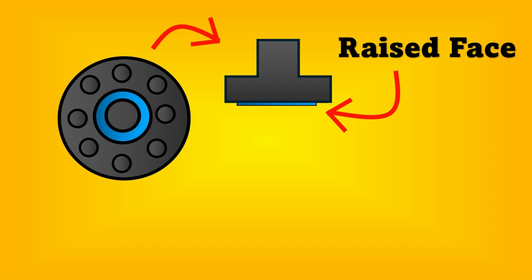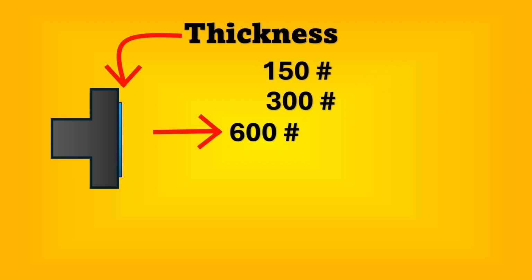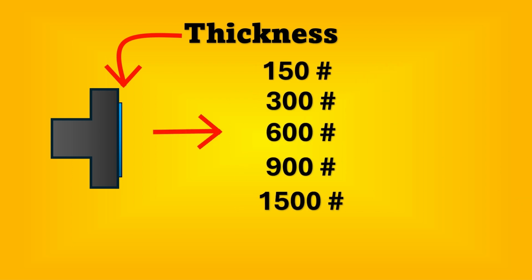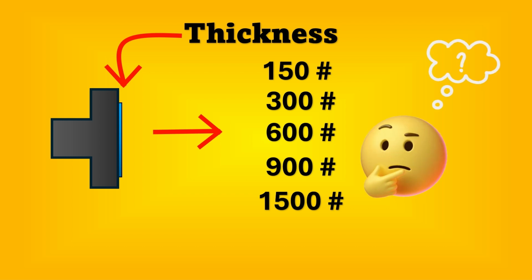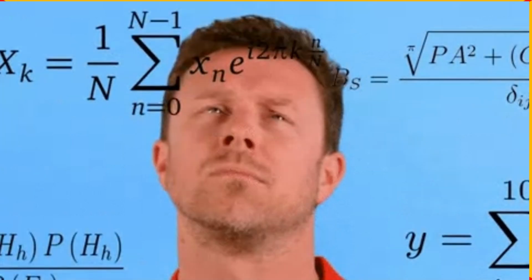Now let us try to get in depth about the thickness. If you see here in terms of the thickness, can you tell me what should be the thickness for 150 rating, 300 rating, going up till 1500 rating and more? Will the thickness remain the same for all of these pressure ratings? What do you think? The answer is no, they will not be the same. Let us try to understand what the thickness shall be.